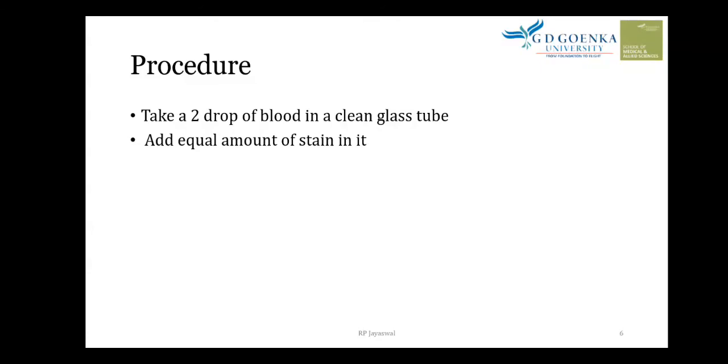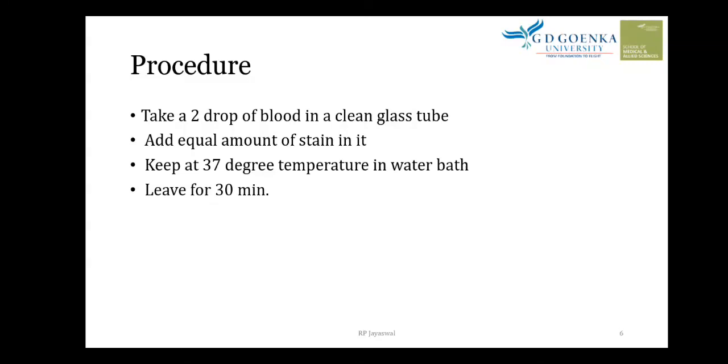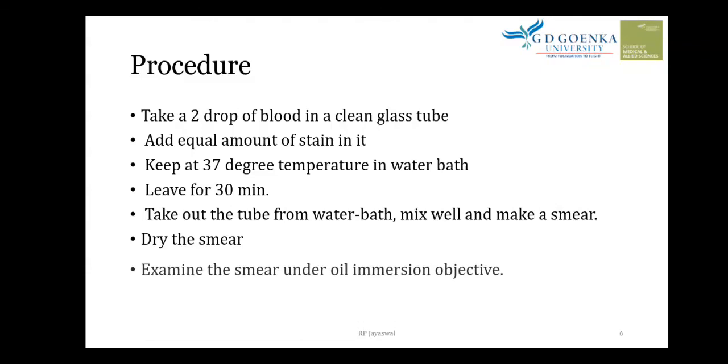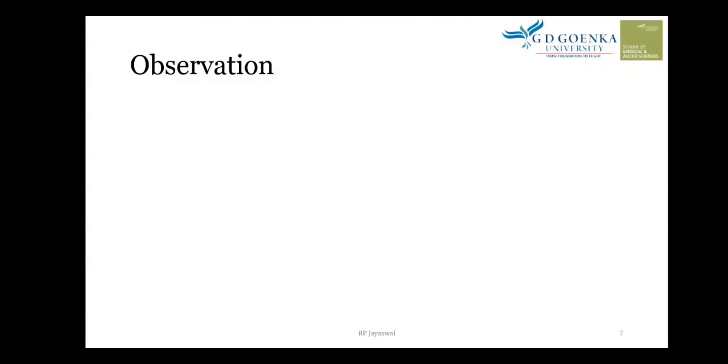Let's know the procedure. Procedure is very simple. We have to take 2 drops of blood in a clean glass tube. Then we have to add an equal amount of stain to it, and we have to incubate at 37 degrees Celsius in a water bath for 30 minutes. Take out the tube from the water bath. We need to mix well, and now we can prepare a smear. Dry the smear, and now examine the smear under oil immersion objective.